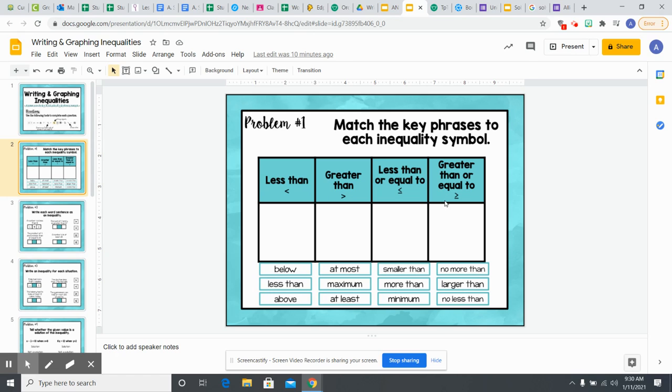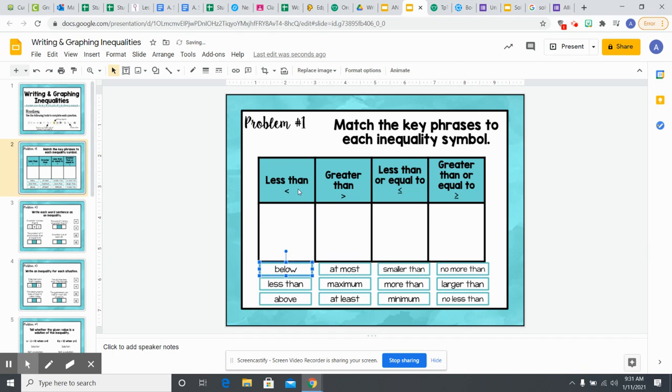On this one, we are matching the key phrases to each inequality symbol. We've got our inequality symbol of less than, which is like the tail end is what I call it. Then we've got greater than, which is what I call the alligator mouth. Then less than or equal to, so it's your tail end with a line underneath it. And greater than or equal to, which is your alligator mouth with the line underneath it. So we're just matching these key phrases to each inequality symbol. All you do is click on them and drag them.